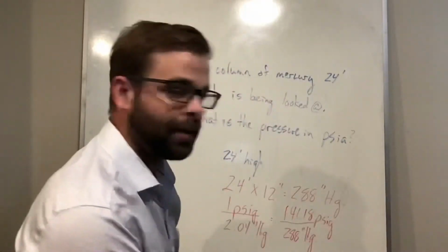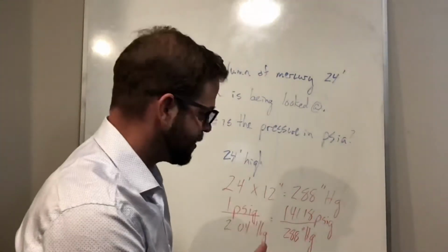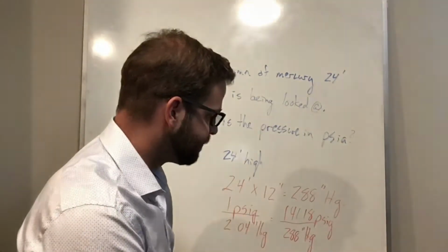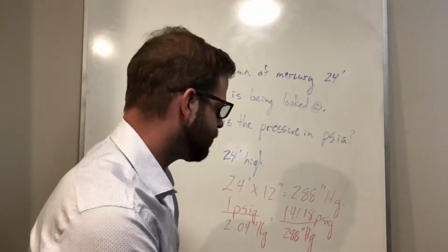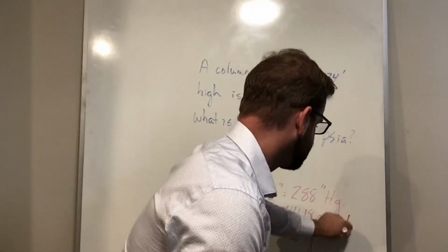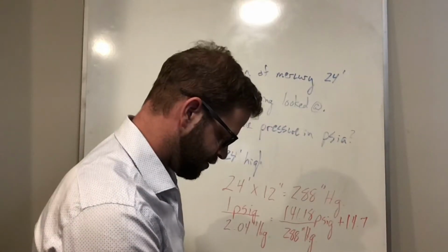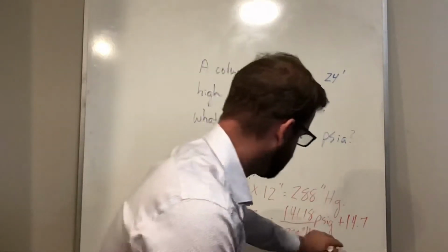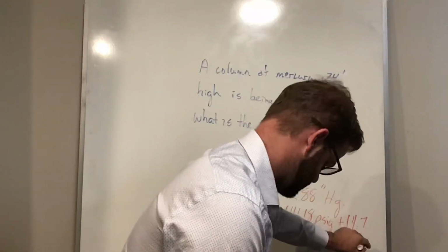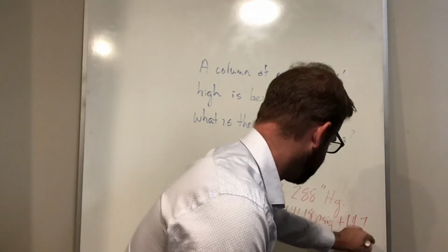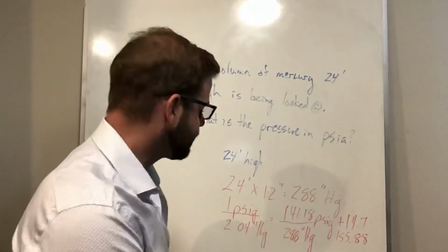And then we want to know what that answer is in PSIA. And remember, when we're looking at PSIA, we need to add 14.7 PSI to our value. So it's 141.18 plus 14.7, and that gives us a value of around 155.88. Okay, so that's how that problem would be solved.